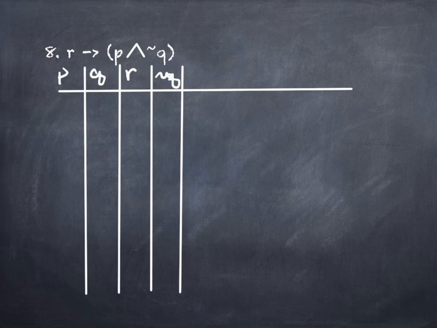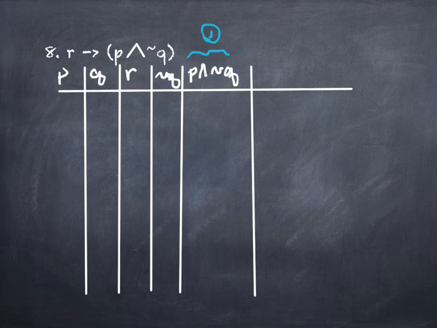And then looking inside my parentheses, I have P and tilde Q. And then if we label this as number 1, we can take the R and do an arrow to the number 1. And that should complete our truth table for us.